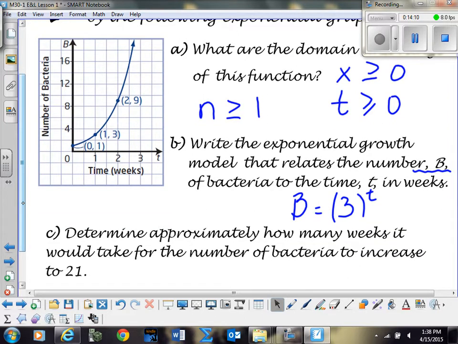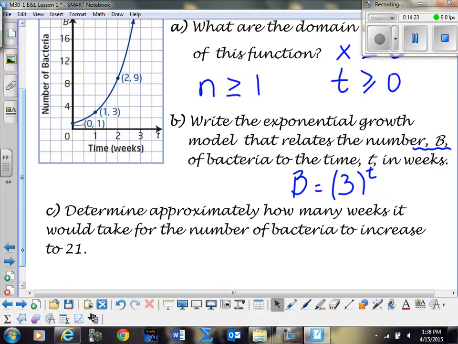Determine approximately how many weeks it would take for the number of bacteria to increase to 21. So this says determine approximately. The graph doesn't go up to 21, so let's just look at what that equation would look like. That would mean 21 equals 3 to the t. And we could just think about this. What do you think approximately it would equal? I know 3 to the 3 is 9. So it's bigger than 3. 3 to the power 4, 9 times another 3, is 27.